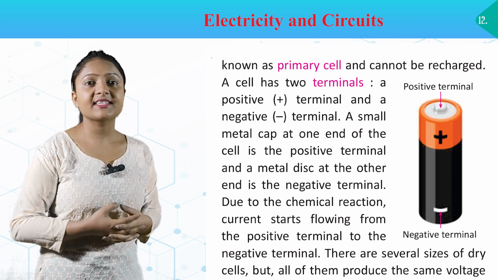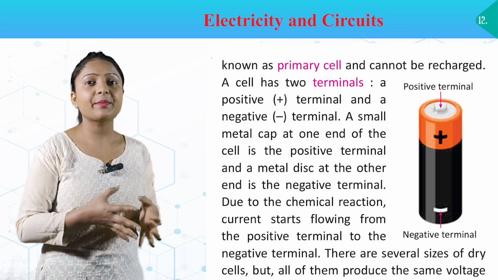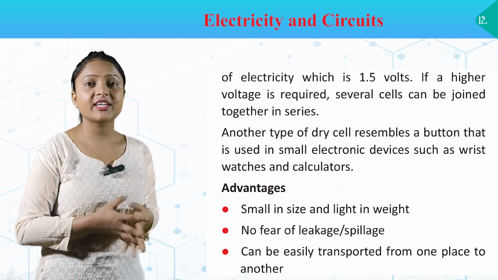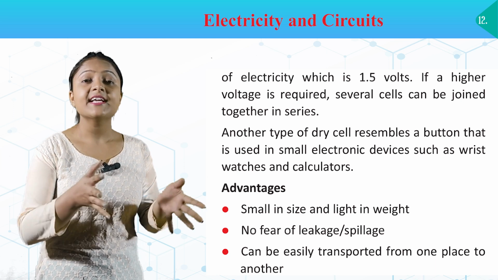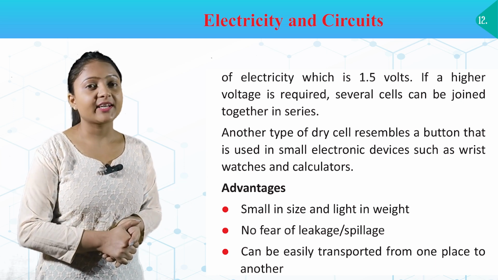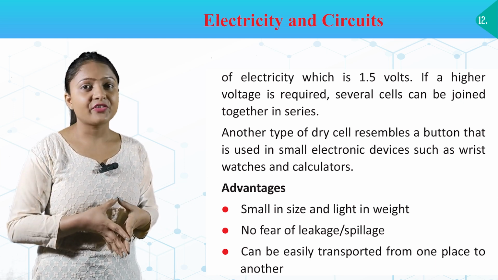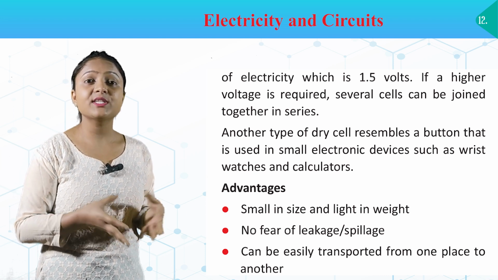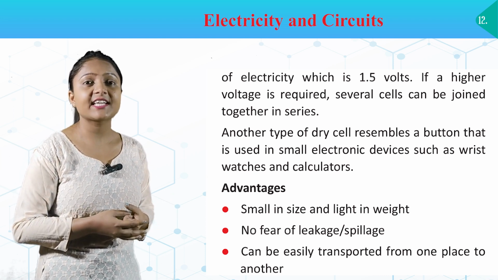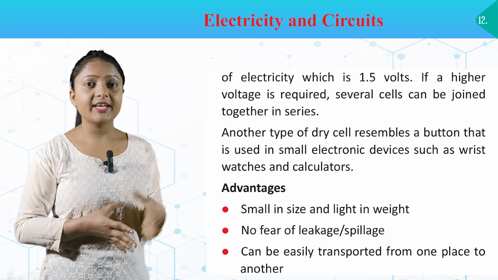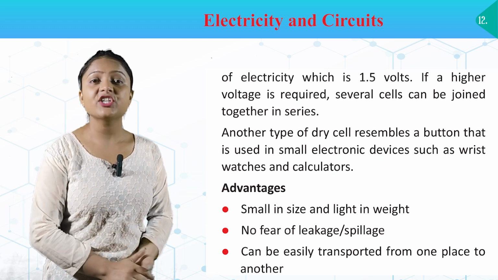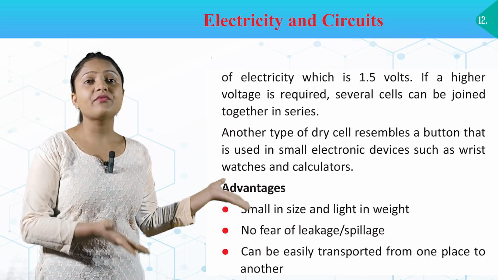There are several sizes of dry cells, but all of them produce the same voltage of electricity, which is 1.5 volts. If a higher voltage is required, several cells can be joined together in series. Another type of dry cell resembles a button that is used in small electronic devices such as wristwatches and calculators. Small in size and light in weight, no fear of leakage or spillage, it can be easily transported from one place to another.